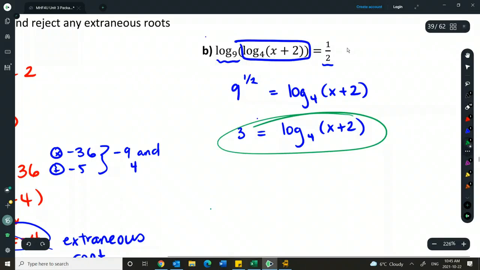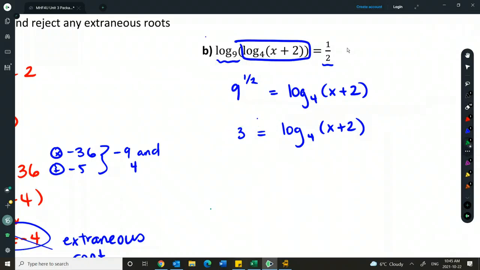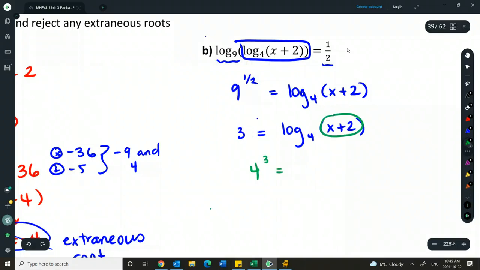How do I continue from here? Bella? Okay, we're going to do exponential form again. So 4 is the base, 3 is the answer to the logarithm, that becomes the exponent, and it should be equal to what's inside the logarithm, which is x plus 2. I think we can solve this, right? This is 64 equals x plus 2. So x must be 62.